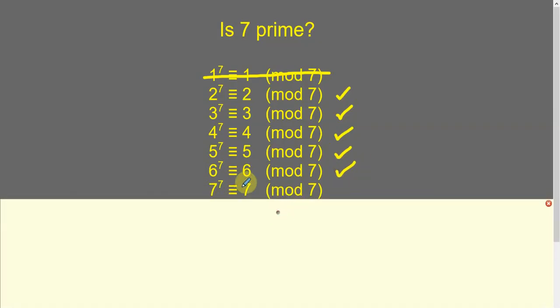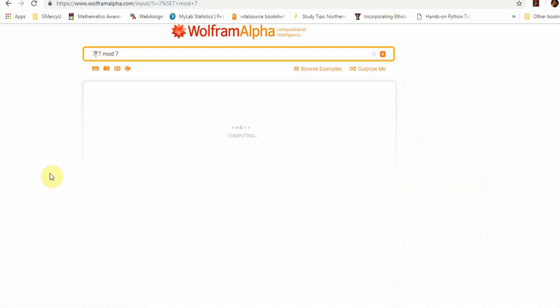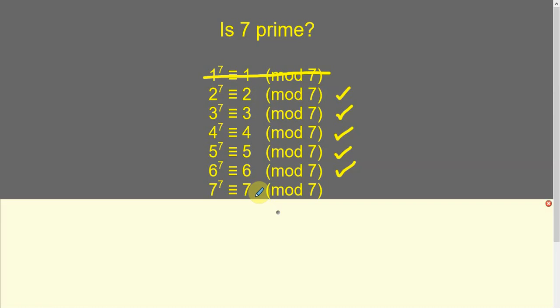Now, 7 to the 7, is that congruent to 7? And I'm getting a 0 here, but of course 7 is also 0 mod 7, right? 7 goes into 7 one time with a remainder of 0. So both of these, apparently, when you mod them by 7, it's 0. So this is a yes.